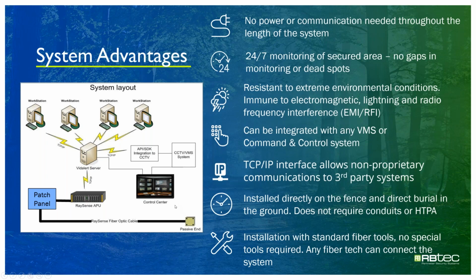So the general layout of the system looks like that. We have the fiber in the field, it connects to a patch panel that connects to the RaySense itself, and from there, everything is based on IP. So we usually have our own server that monitors the laser unit, and you can integrate it from there to any VMS, camera system, any system out there, and also to multiple workstations or security guards that are watching the systems, let's say, in different parts of the site. They don't need to sit next to the unit itself.